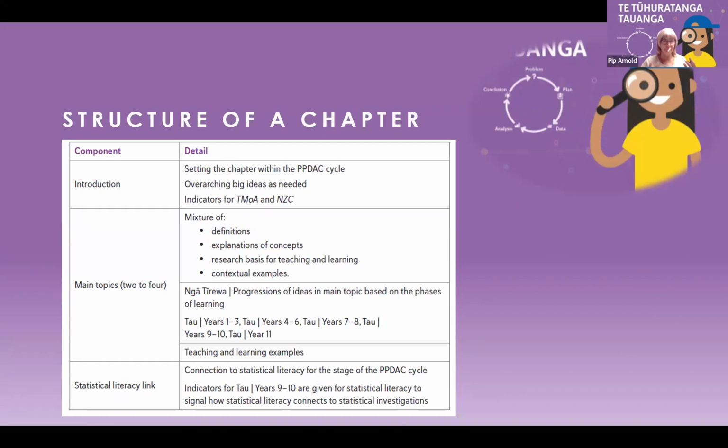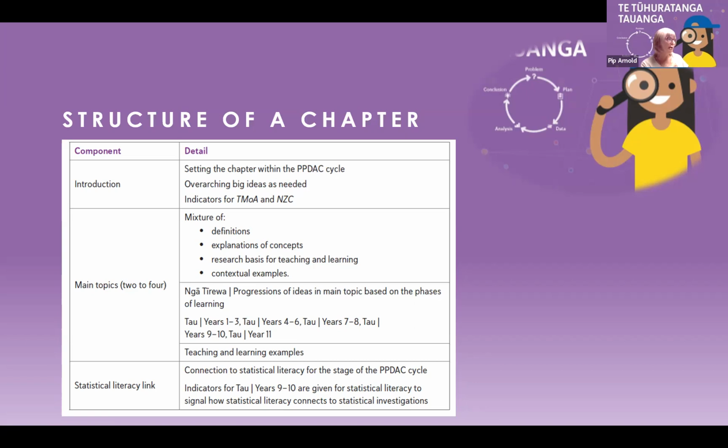So each chapter has a very similar structure, and that was really key from the teachers that I worked with. They want to know what's in there and they want it to be the same. They don't want every chapter to look different. So basically they have an introduction, which just sets the scene for the part of the cycle. And then there's somewhere between 2 and 4 topics, and I'll show you them shortly. And within the topic, there's all this sort of background content information here. So that might be definitions, it might be an explanation of a concept, it might be something about the research we've done in New Zealand, or it might be a contextual example. It really just depended on what fitted best for the chapter, the phase of the cycle, and what was available in New Zealand.